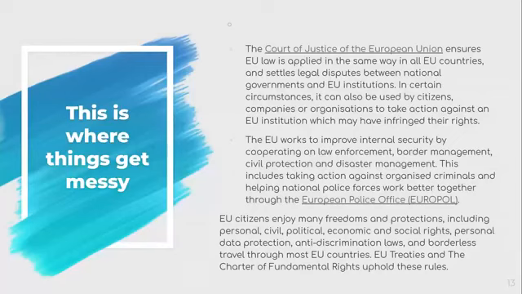But this leads us to the second part of the third pillar. The EU works to improve internal security by cooperating on law enforcement, border management, civil protection, and disaster management. This includes taking action against organized criminals and helping national police forces work better together through the European Police Office, otherwise known as Europol. Europol has had a controversial run because, again, people view it as an international police force within the EU, and they also believe that at times it has been unlawfully targeting Eastern Europeans, and at the same time that Russia has somehow infiltrated Europol.